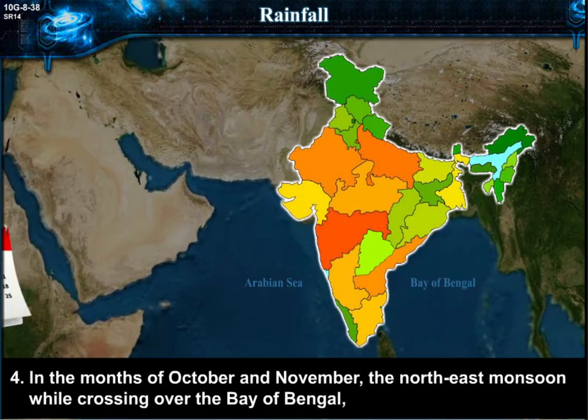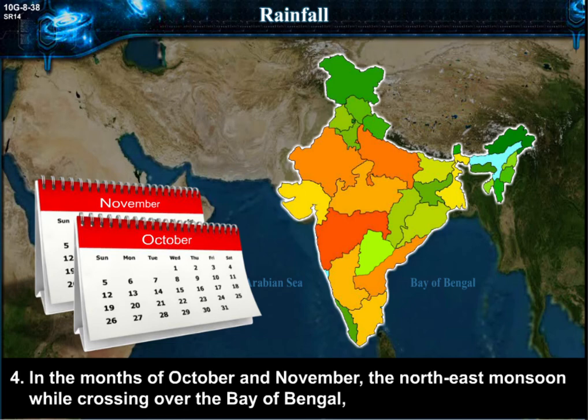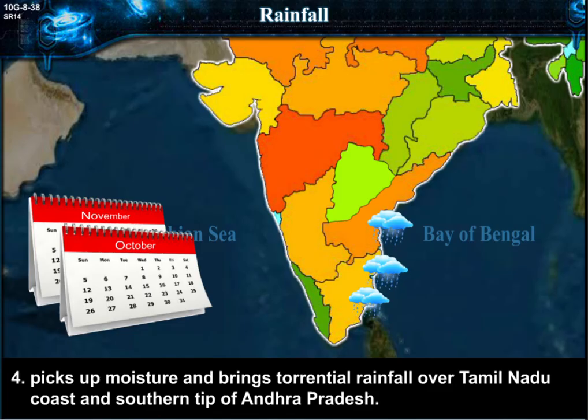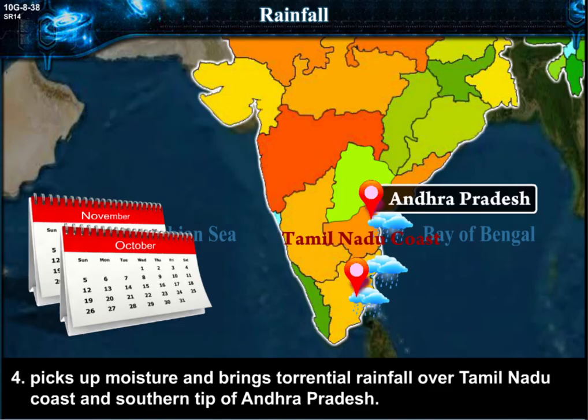4. In the months of October and November, the northeast monsoon, while crossing over the Bay of Bengal, picks up moisture and brings torrential rainfall over Tamil Nadu coast and southern tip of Andhra Pradesh.